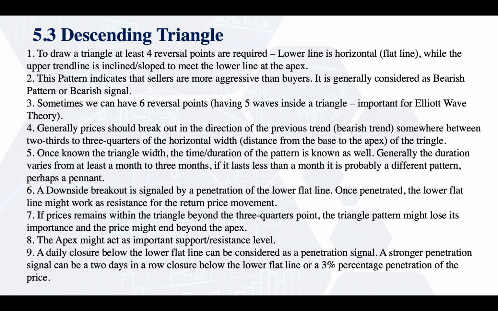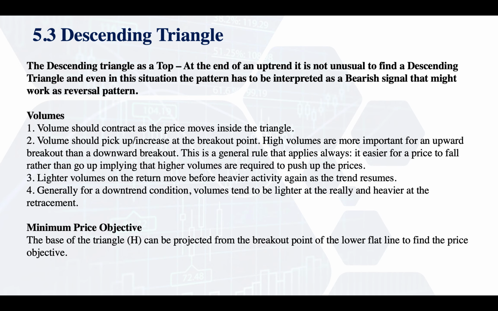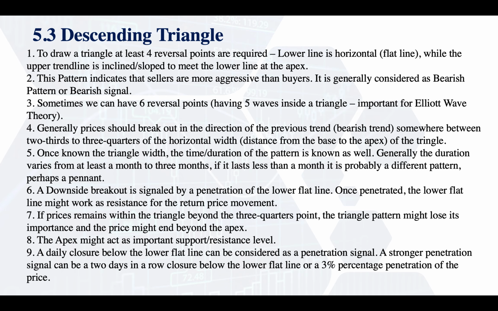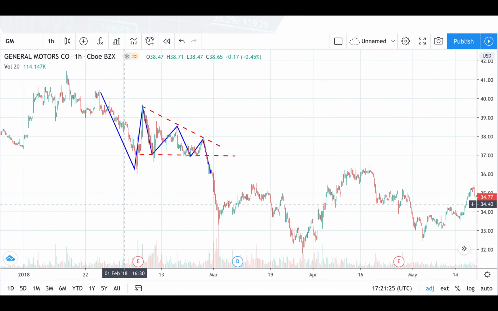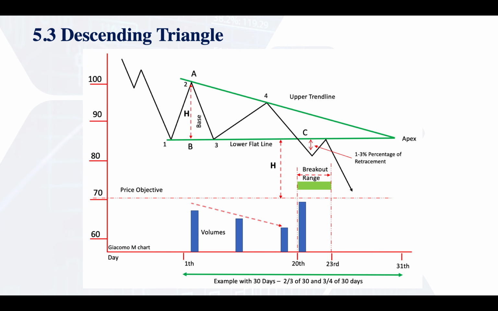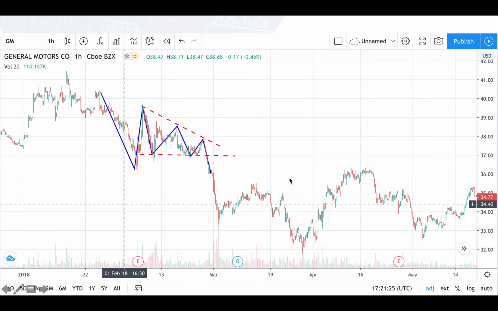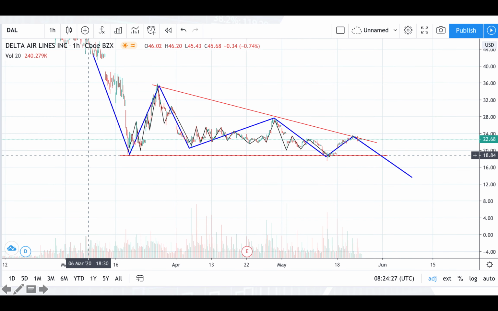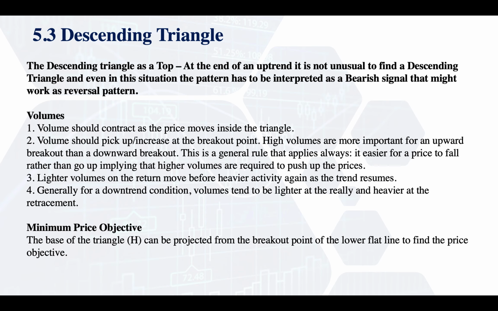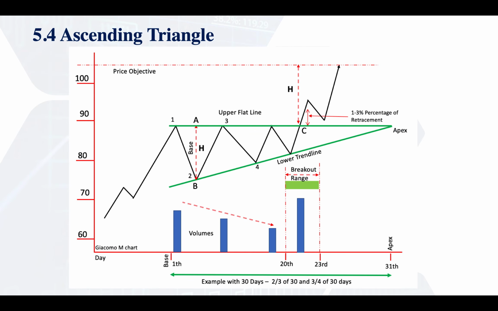This is the main point of the ascending triangle, which is almost the same as the symmetrical triangle, with some small changes. Again, volume is the same concept, that it should decrease while going inside the triangle, and the minimum price objective is easy to determine. It's just the distance AB projected from the breakout point C. So the same principle, the same theory applies totally equal to the ascending triangle. It's exactly the same, totally the same principle.